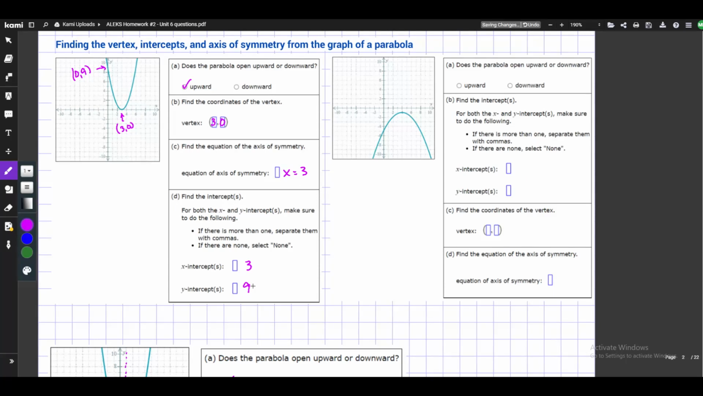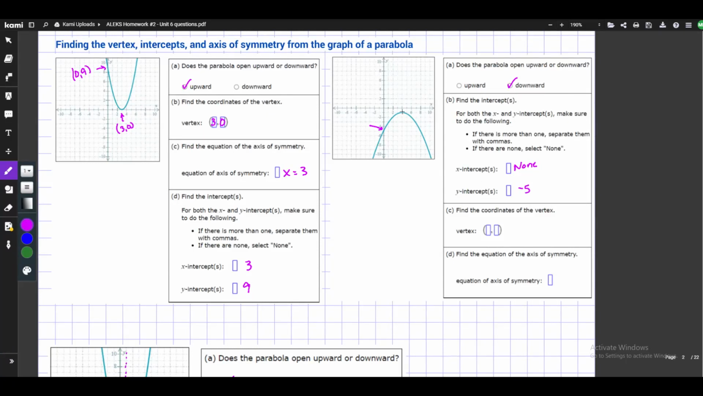All right, so then the last one we're going to look at, it is opening downwards. So we have a frown. Find the intercepts. It is actually not crossing the x-axis, so the x-intercept is none. Because it doesn't ever cross the x-axis, it doesn't have any real roots. Those roots would be imaginary numbers. It's not going to factor. The y-intercept, it does hit right on the y-axis at -5, so that will be a -5.